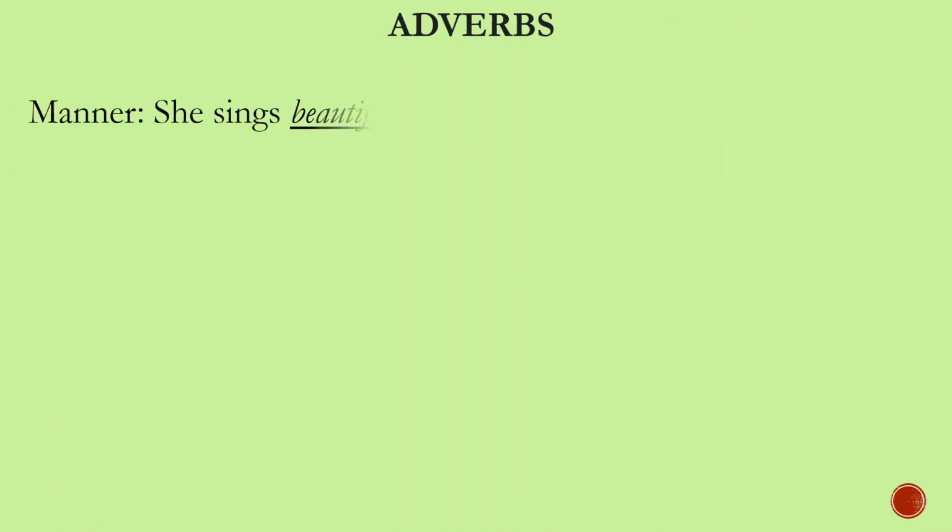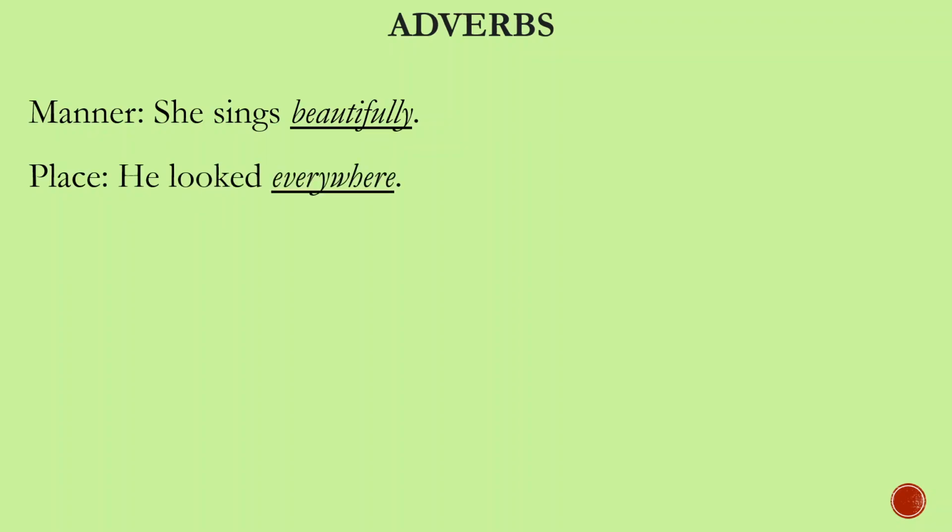She sings beautifully. Now, let's look at the following examples. In the sentence, she sings beautifully, the adverb beautifully modifies the verb sing and answers the question how. Adverb of place. In the sentence, she looks everywhere. Everywhere is the adverb. It shows the place and answers the question where.